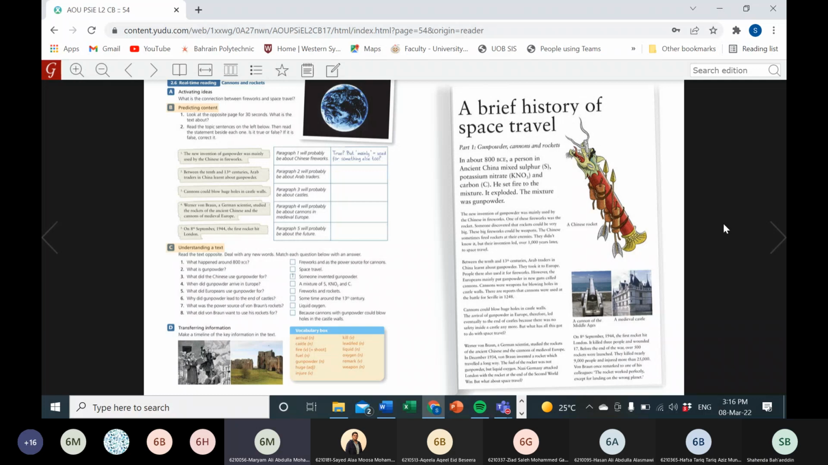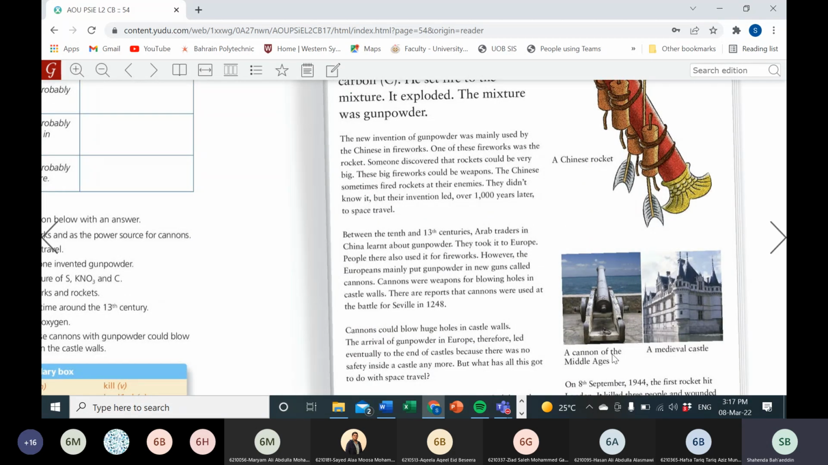We will read the introduction. What's your name, dear? Maryam Ali. New, but you participated before. Okay, the introduction. But before the introduction, we are going to read this one, A Brief History of Space Travel, and then also the introduction, which goes until gunpowder. And also the subtitle, Part 1: Gunpowder, Cannons, and Rockets. Okay, we will also look at the pictures. We forgot the images. This is a Chinese rocket. Here we have two other pictures, also with captions. Captions are the descriptions at the bottom of the picture. A cannon of the Middle Ages, a medieval castle. Okay, who would like to read the first introduction?